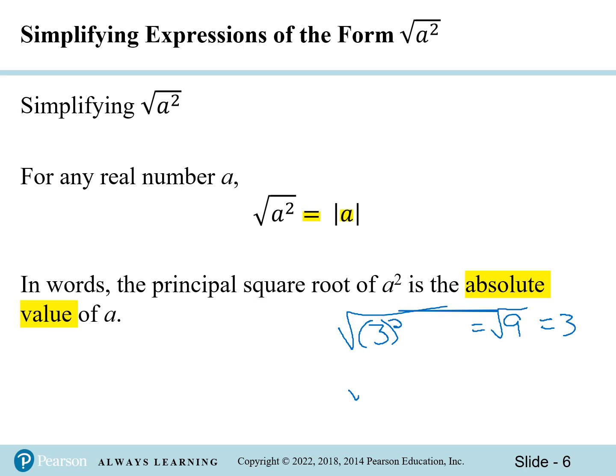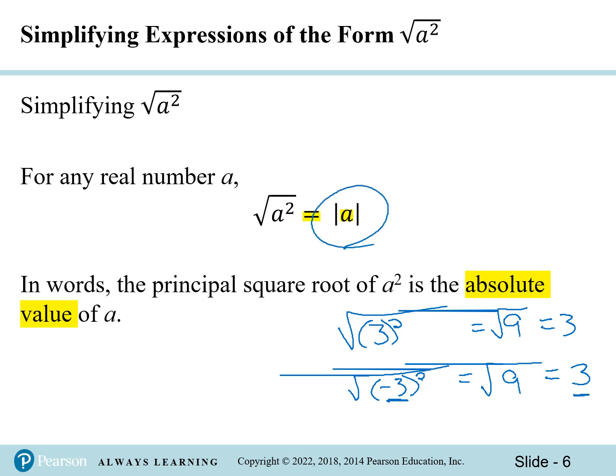But what happens if I take the square root of -3 squared? Well, I square it first, so I get the square root of 9, and the square root of 9 is a +3. So in order for this -3 to turn into a +3, we have to take the absolute value of it. Long story short, if you got a square in here, the square and the square root will cancel out as long as you remember to use the absolute value.